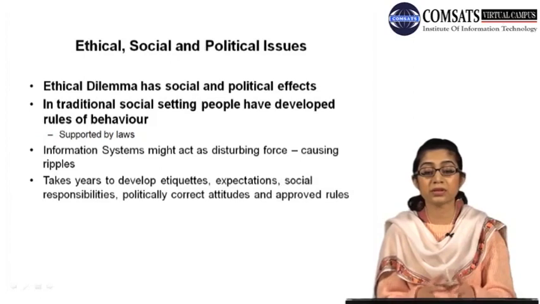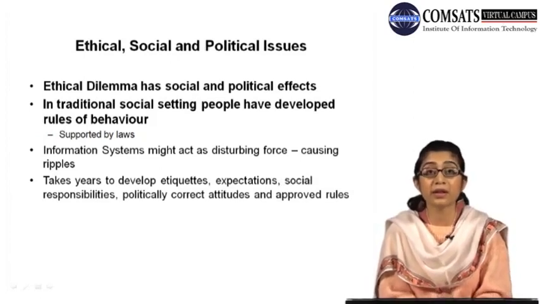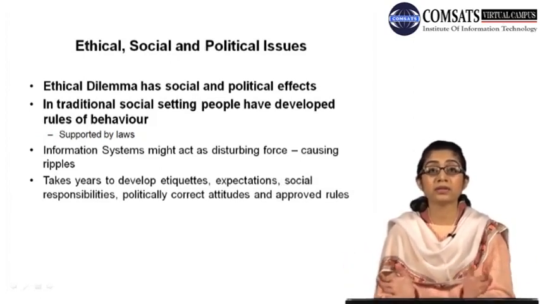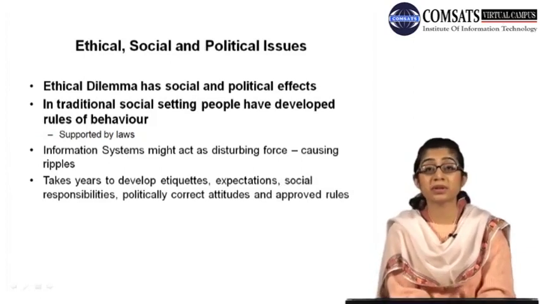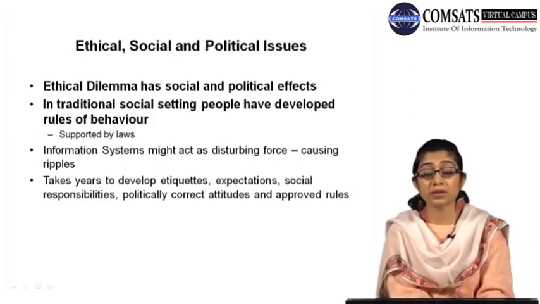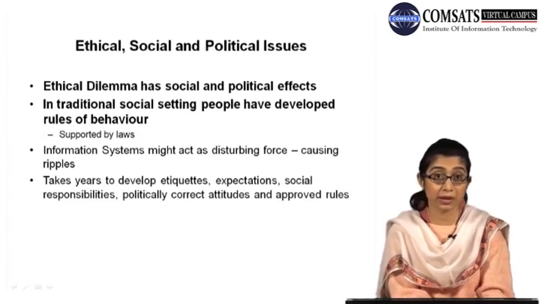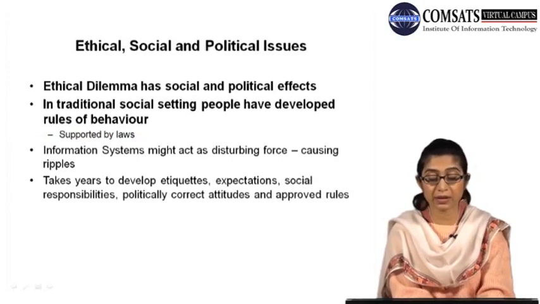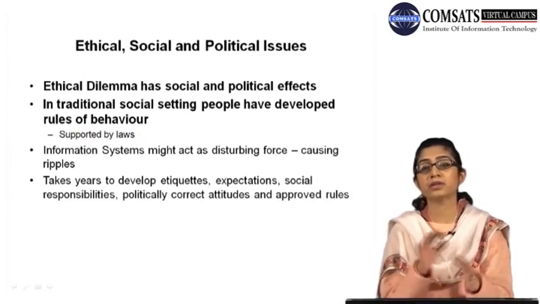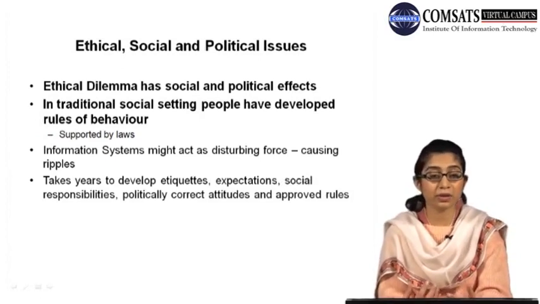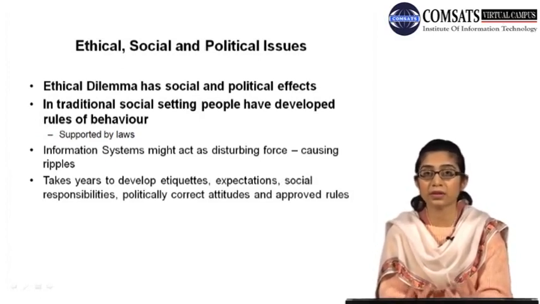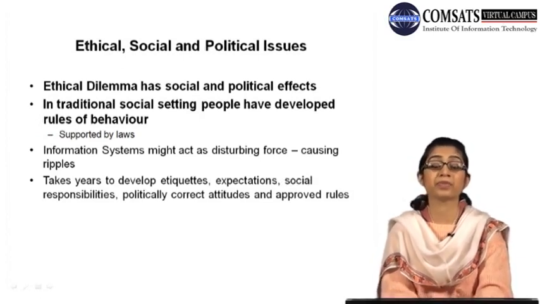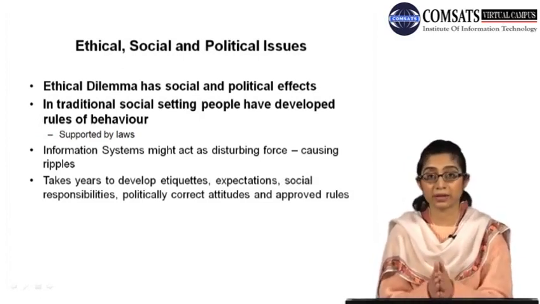So this is why all of these aspects are related. The ethical issues, the social issues and the political issues are related when people are living in a society. This is what we're saying here, that an ethical dilemma has social and political effects as well. So if somebody is doing something wrong and that has something to do with information technology, then that means that society has not created a certain set of rules, and the political institutions and the political regulatory agencies have not created a set of rules according to which the people should act.